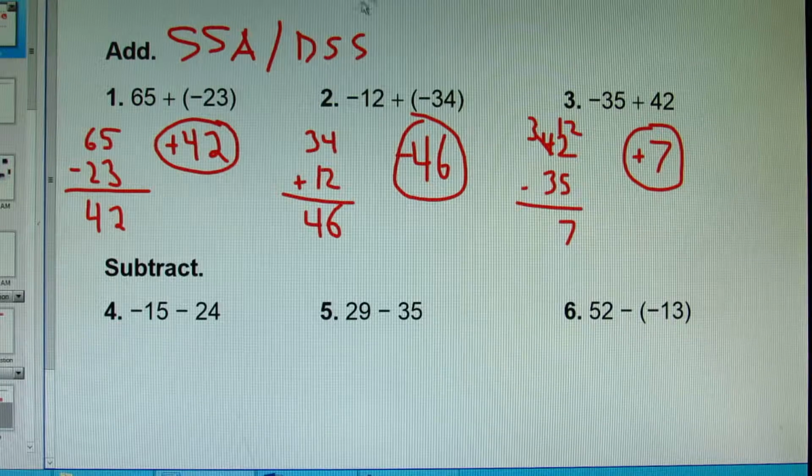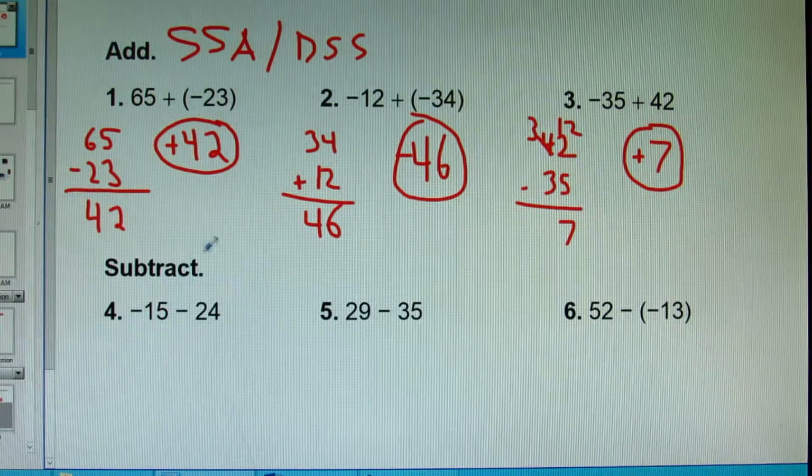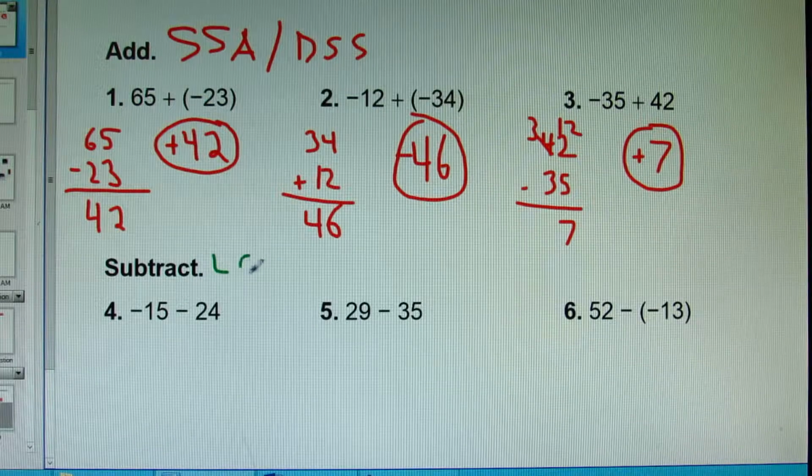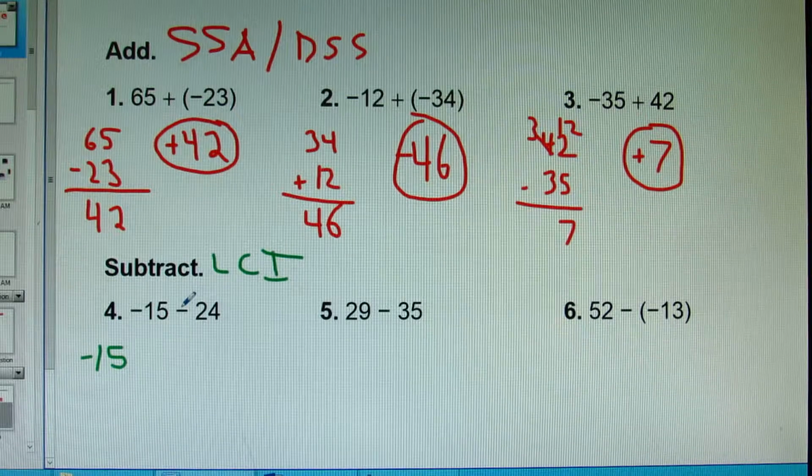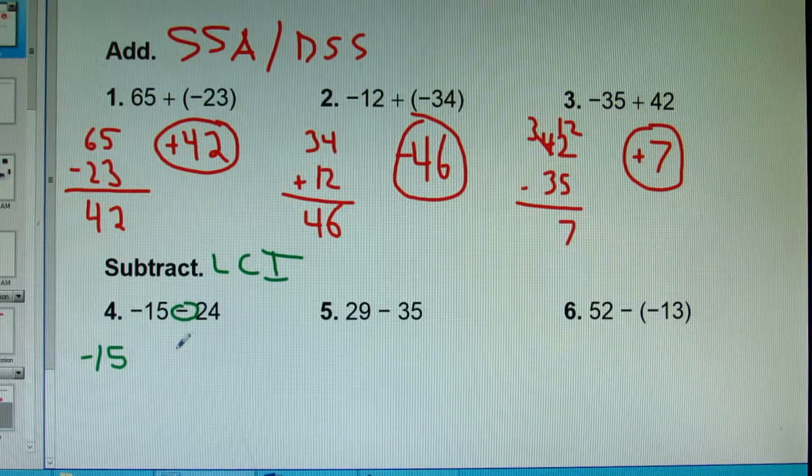Alright, subtraction's a little different. I don't follow the same signs add, different signs subtract rule. I follow leave, change, inverse. And again, the additive inverse is the same thing as the opposite. So what I'm going to do is rewrite each problem, but instead of subtracting, I'm going to be adding the opposite. The opposite of 24 is negative 24.